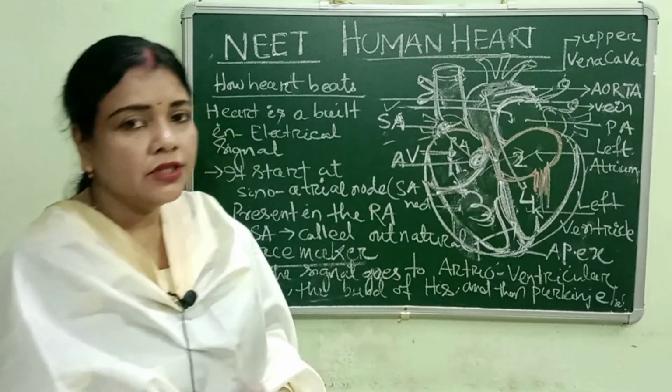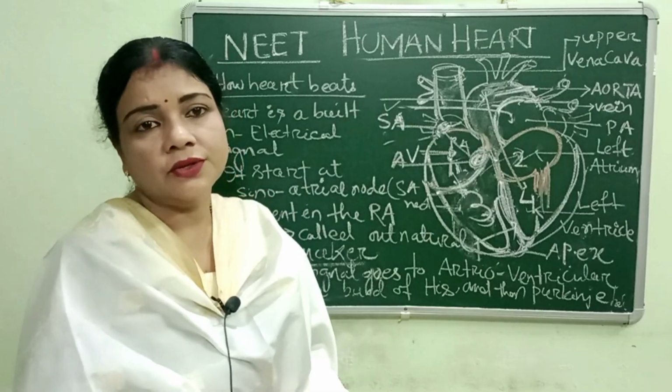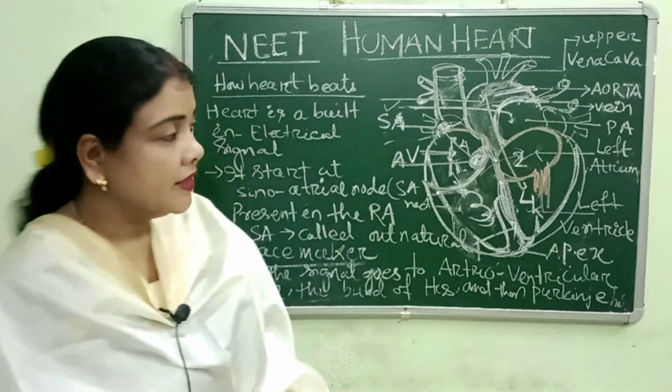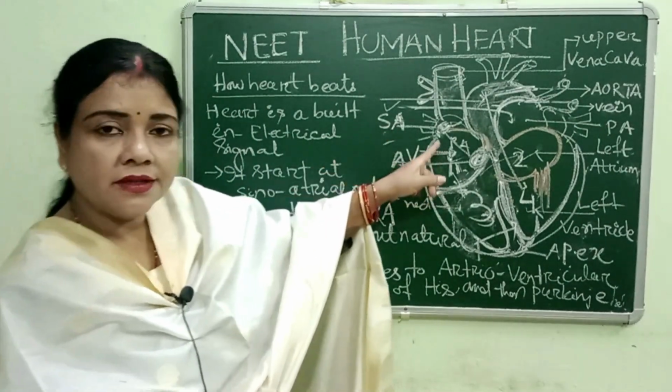In the NEET exam, most of the time it is asked which node is known as the natural pacemaker. That is nothing but the SA node, the sinoatrial node, because it is present in the right atrium.